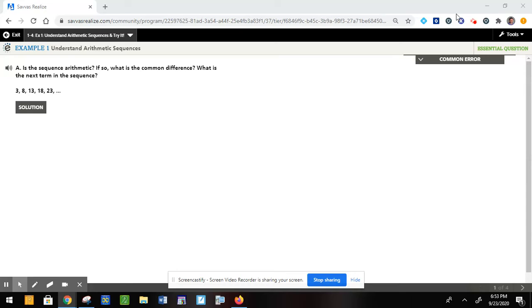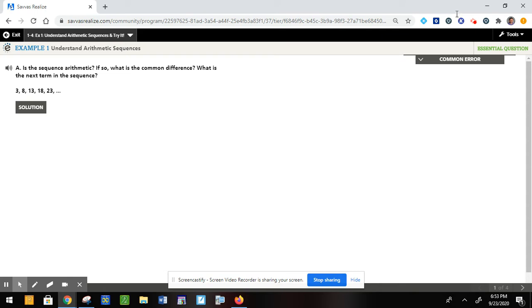So welcome to lesson 1.4. We're going to talk about arithmetic sequences. The first example here is simply, is this sequence of numbers arithmetic? If so, what is the common difference? And then what is the next term?